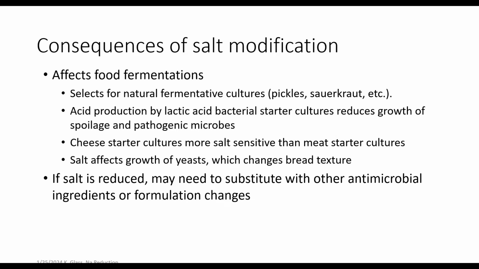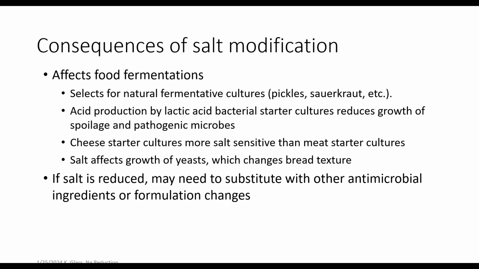In traditional fermentation of vegetables, such as for pickles, sauerkraut, and kimchi, heavy salting draws moisture out of the plant cell and selects for naturally occurring lactic acid bacteria that convert the sugars to acid. This in turn inhibits growth of pathogens and other spoilage microbes.